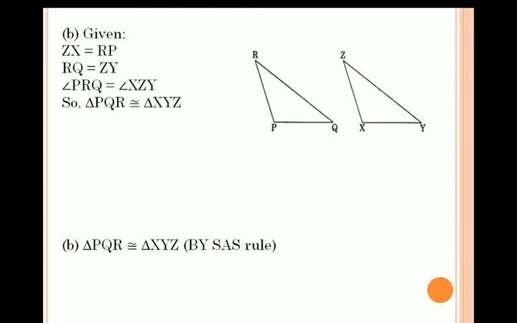Where is the ZX? In XYZ and PQR they give us two triangles and between these two triangles they give us equality. So which is that equality? ZX is equal to RP. This is RP. RQ, this is RQ is equal to ZY. This is ZY. And angle PRQ, this is my angle. This is angle PRQ is equal to angle XZY. So this is my Z angle.